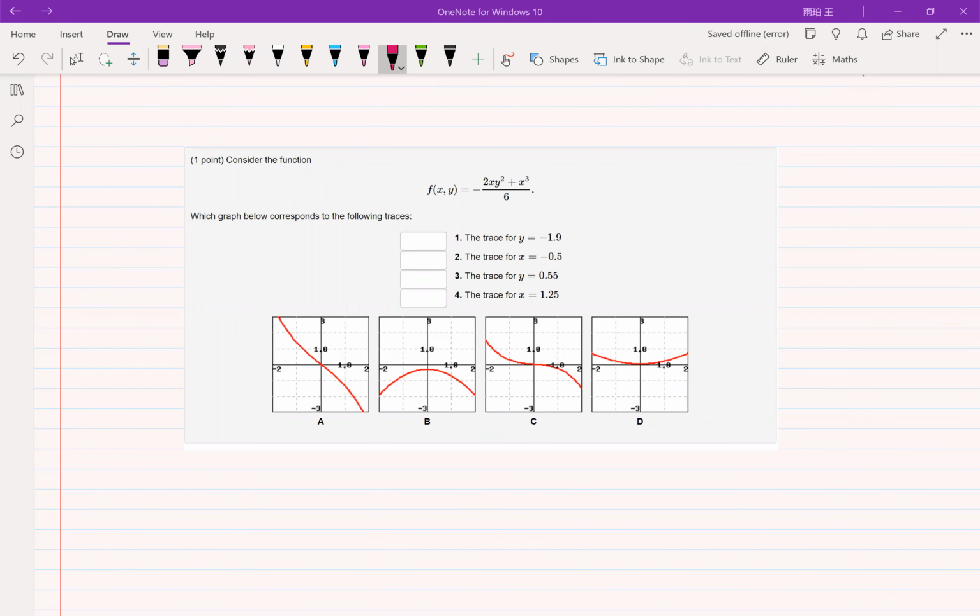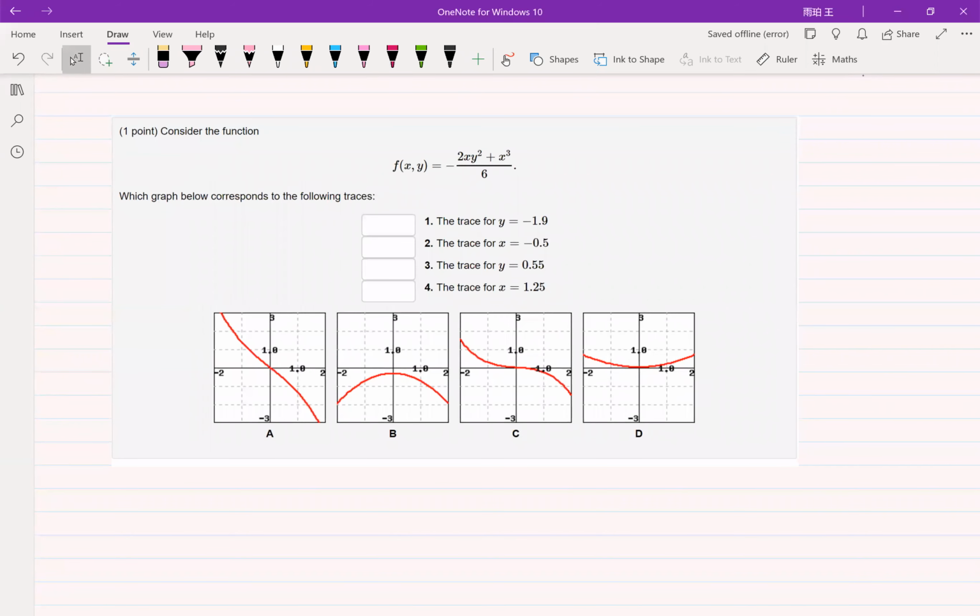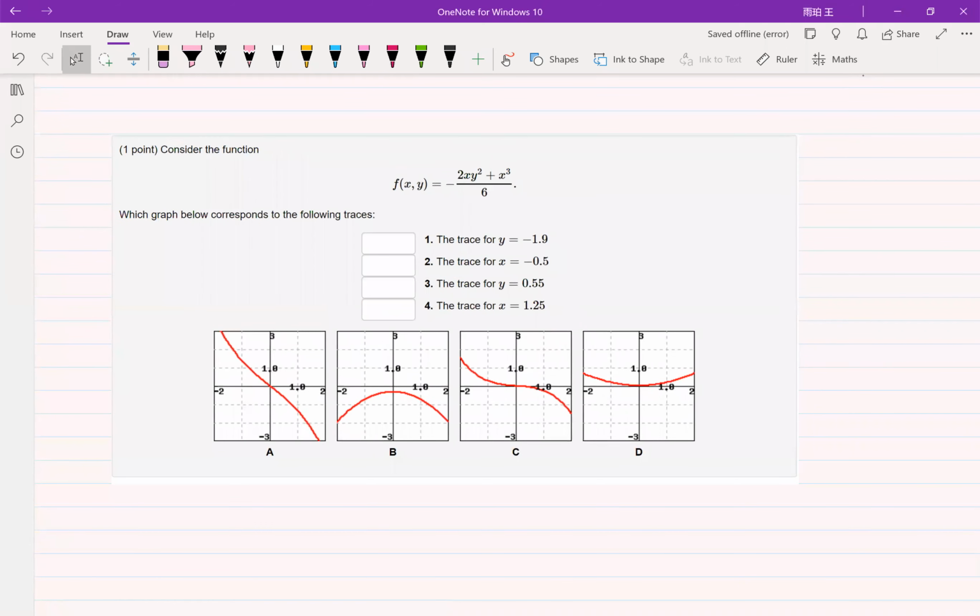Okay, so now we're looking at Woodwork 3, question number 16. This is about drawing traces. So let's jump straight into the first one. First one we have y equals negative 1.9. The way that we do this is simply subbing the values inside the function.